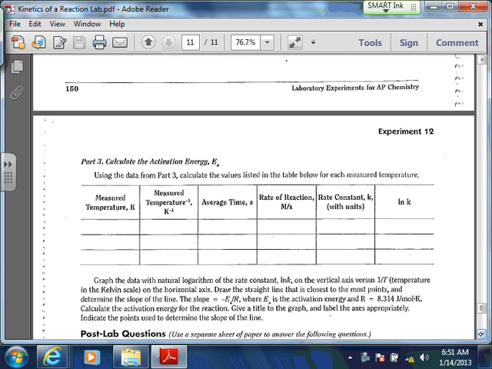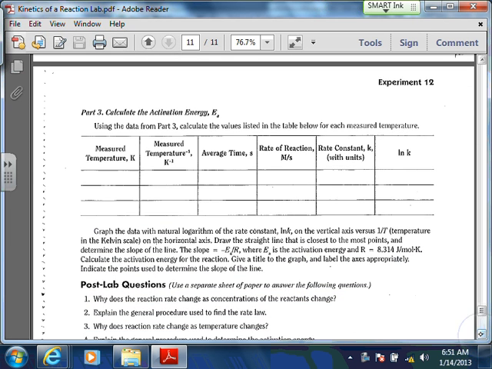So the activation energy part here, basically what we're going to do is use the data from part 3. We're going to calculate the values listed in the table below for each of the measured temperatures. So we're going to find our rate of reaction based on our different temperatures here. And once you find your rate of reaction and you know what your concentrations are, then you should be able to plug back into your rate law. Rate equals K times all of your different concentrations here.